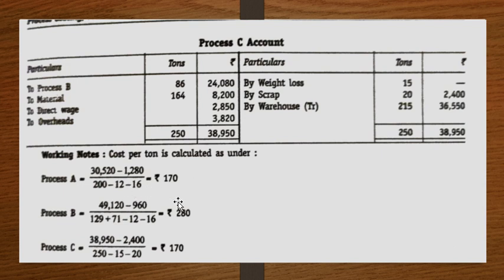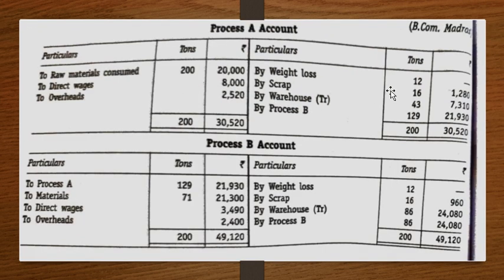So this is the cost per unit. So now by warehouse 43 tons into 170 will give you 7,310. Then for by process B, so 75% which is transferred to process B is 129 tons into 170 cost per unit, you will be getting 21,930. So here 129 into 170 will give you 21,930.